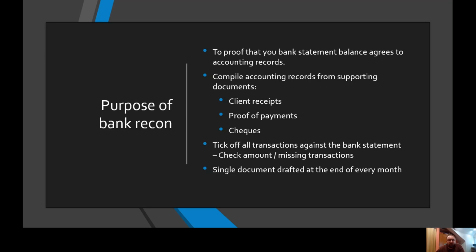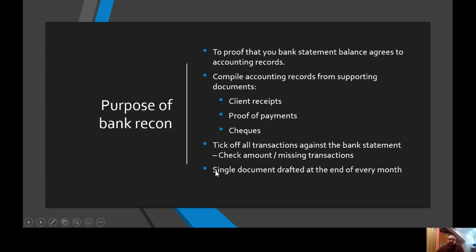If there's money that you paid out, you'll tick it off on your accounting records and you'll tick it off on the bank. And then at a certain point that will either agree, and if all the transactions are ticked off, then it means that your cash book and your bank statement have the same balance. And then later in the lecture, we'll have a look at reasons why there would be differences.